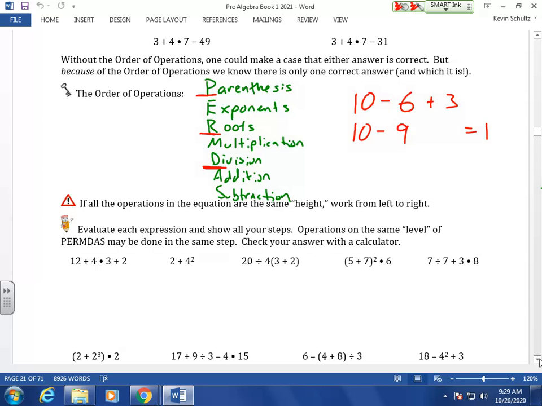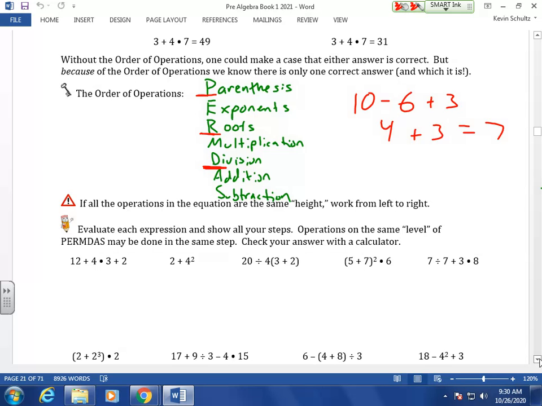When the operations that we have are in the same level, you just work from left to right. So it would be correct to subtract 10 and 6 to get 4, and then add 3 to get 7. And that's why I put these dividers here. If all that's left are operations on the same level, the same group, then you just work from left to right. Questions so far?